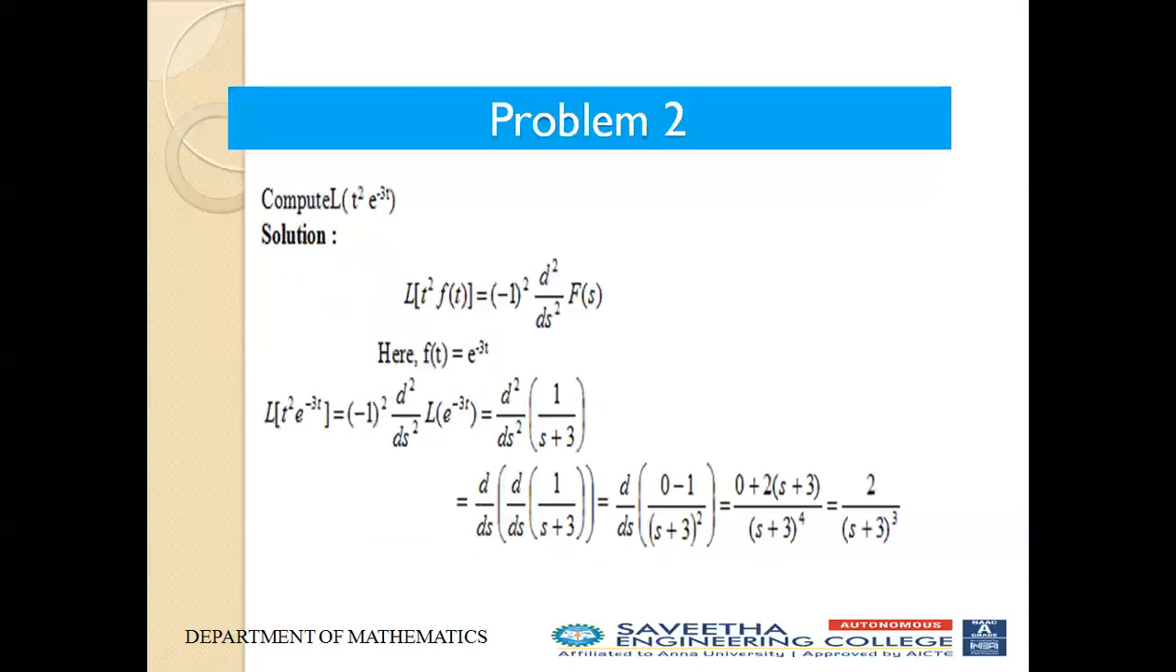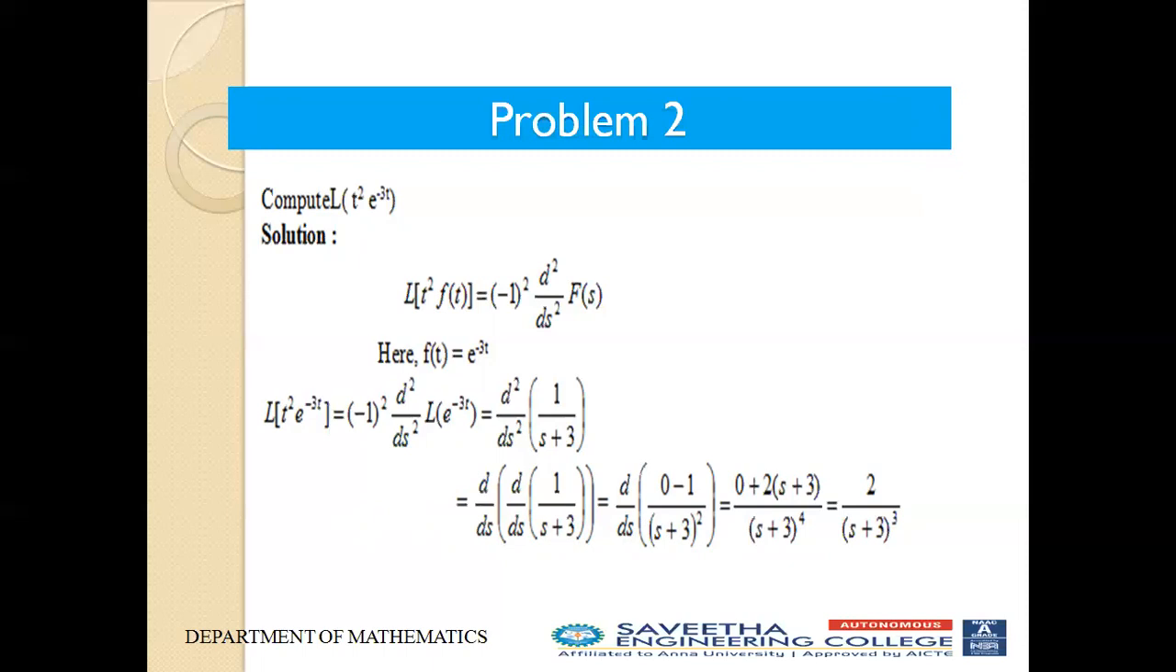Problem number 2. Compute L of t square into e power minus 3t. L of t square into f of t is equal to minus 1 the whole square d square by ds square into capital F of s. First, we are going to find the Laplace transform of e power minus 3t, which is 1 by s plus 3, and we are going to differentiate it twice with respect to s. For the term 1 by s plus 3, again we are going to use the u by v rule.